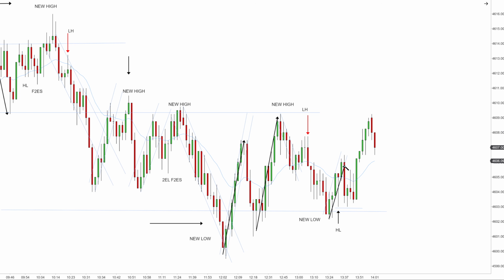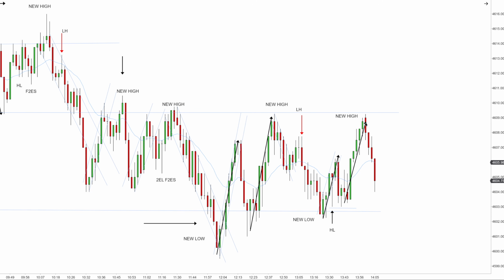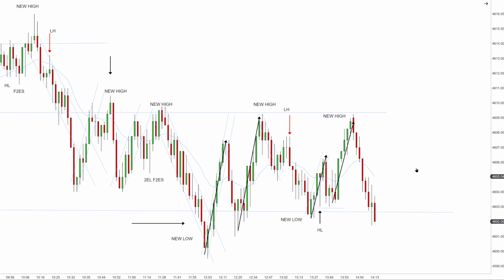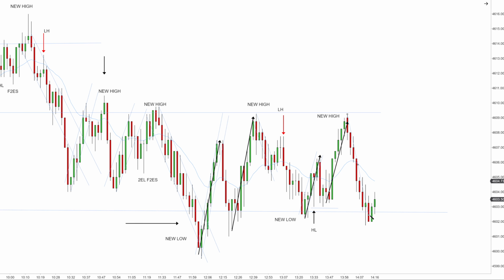Large two-legged pullback once again. New high for the bullish trend again. You're expecting here a lower high confirmation setup, or you're expecting a failed second entry long. However, that never formed. Market sold off all the way down here. So this is straightforward. Once you're at the highs and you can see a new high, you're looking for a lower high or failed second entry long. And at the bottom, high-low or failed second entry short.